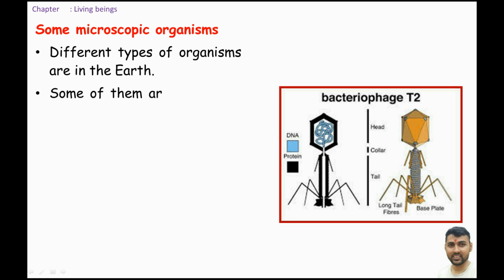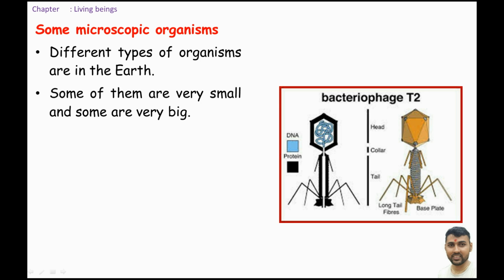Different types of organisms are found on the earth. Some are very, very large and some are very, very small. Some are visible only with the help of a microscope. Some are unicellular and some are multicellular. Some are prokaryotes and some are eukaryotes. Some are plants and some are animals.